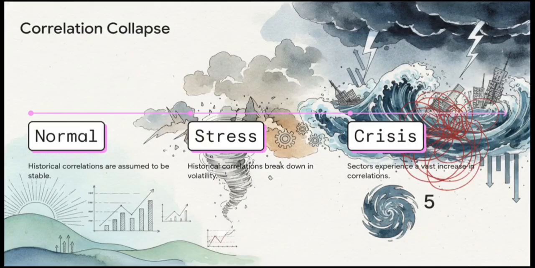Honestly, you can think of standard risk models kind of like a weather forecast. They work perfectly right up until a Category 5 hurricane hits. Normal approaches like variance-covariance and historical simulation assume that historical correlations are stable. Basically, they assume that whatever happened in the past will safely predict the future. But during periods of extreme high volatility and market stress, those historical correlations completely shatter.